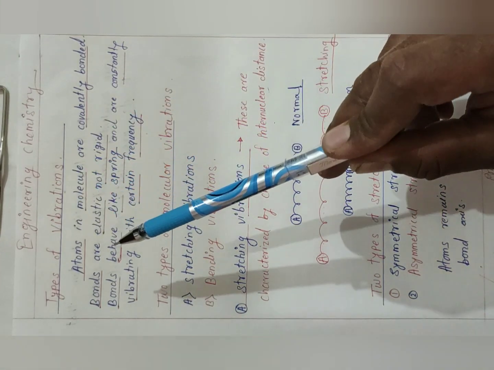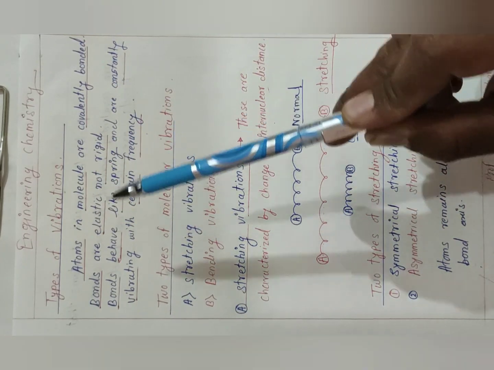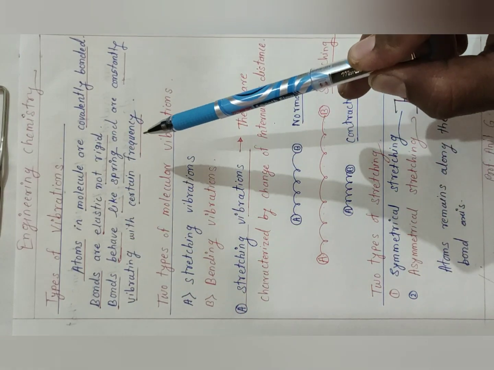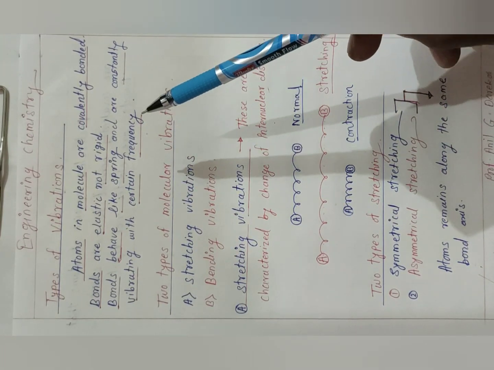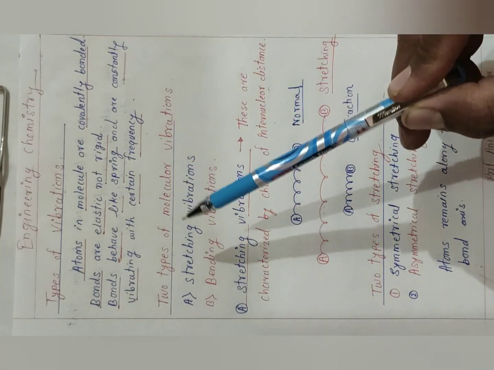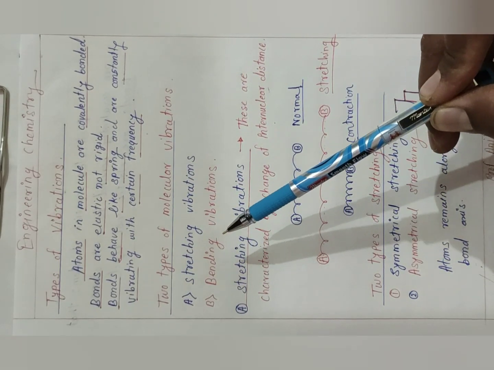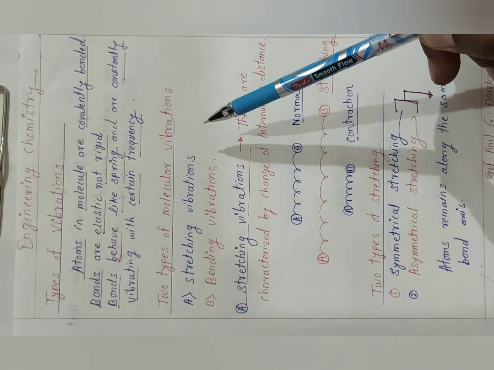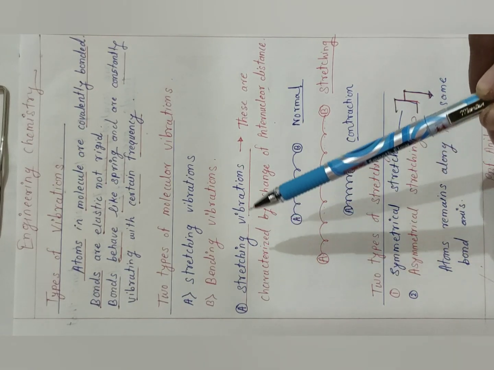Try to understand. Atoms in a molecule are covalently bonded. Bonds are elastic, not rigid, means bonds behave like a spring and they are constantly vibrating with a certain frequency, because they are elastic. Now we will see the types of molecular vibrations. Two types of molecular vibrations are there: stretching vibrations and, second, bending vibrations. One by one we are going to see. So first one, stretching vibrations.